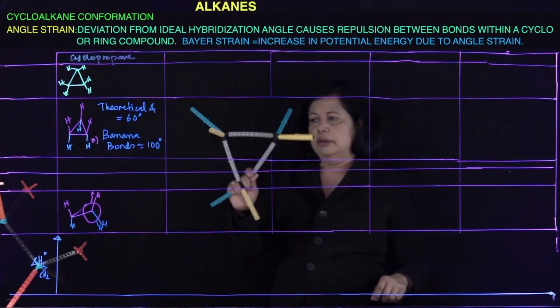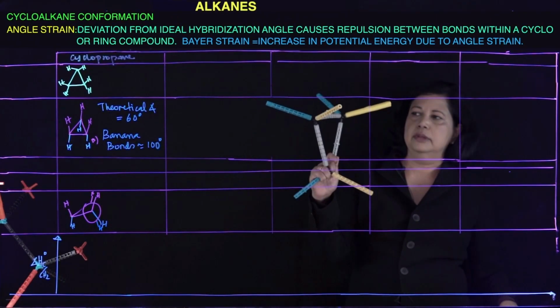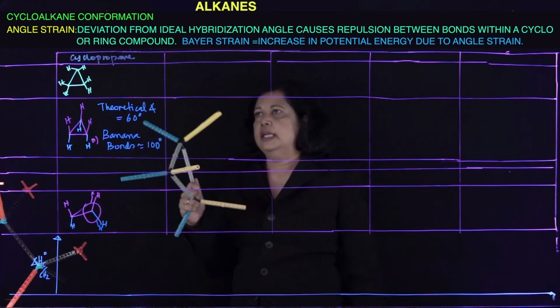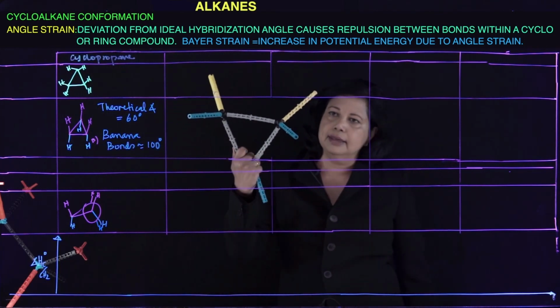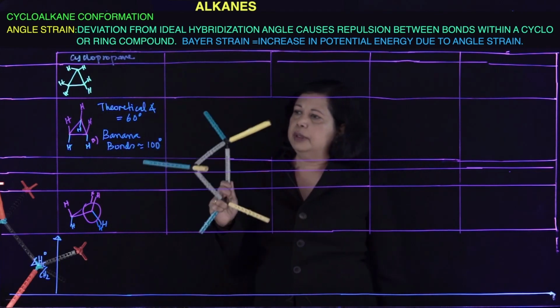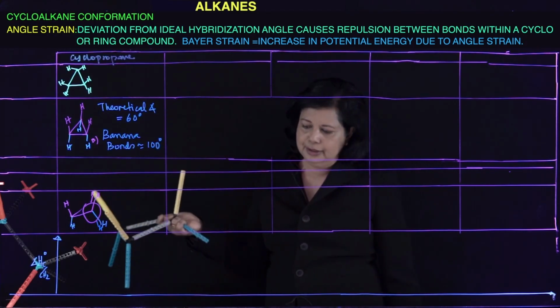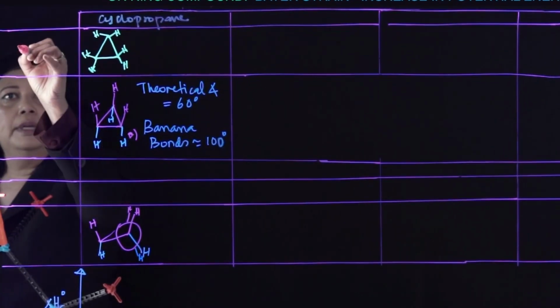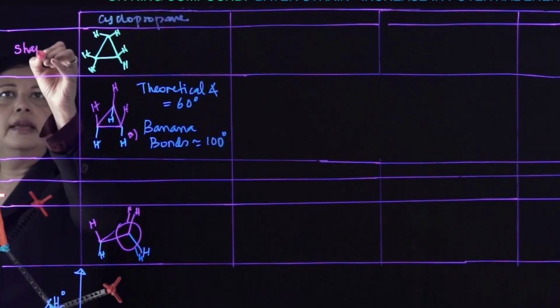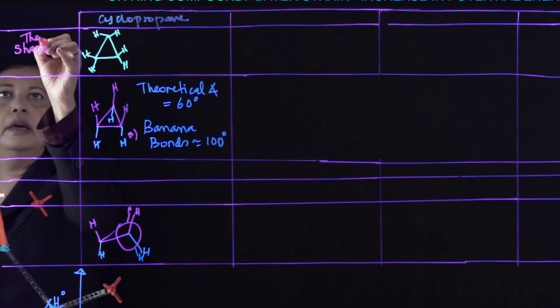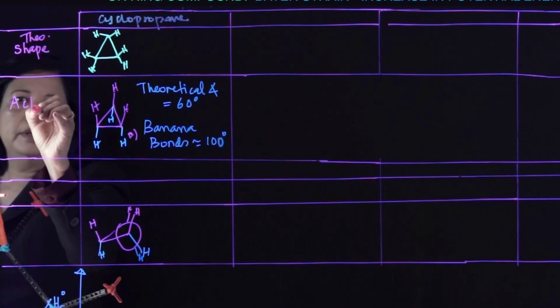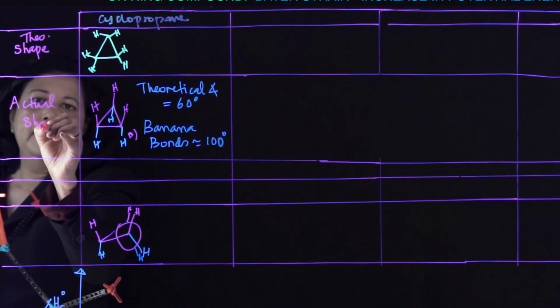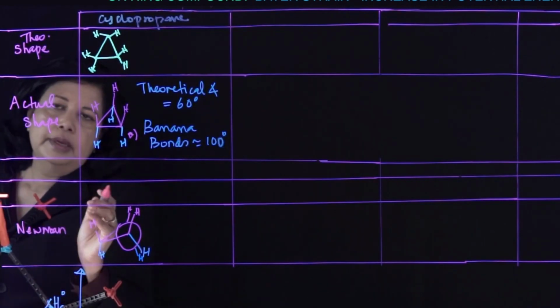So how do we know how unstable or stable this is? What we can do is burn it and see what the combustion energy would be. So here is the theoretical shape, here's the actual shape. I'm going to put it over here, and here is a Newman.